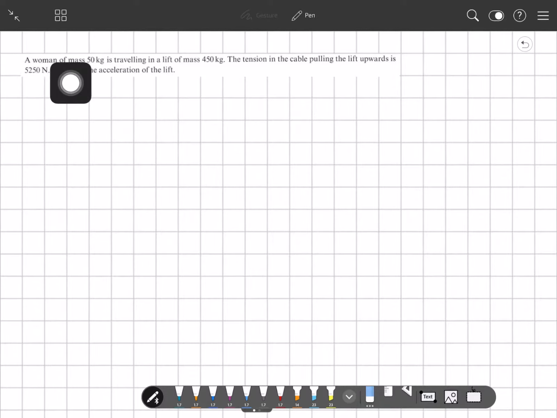Here we have a woman of mass 50 kg traveling in a lift of mass 450 kg. The tension in the cable pulling the lift upwards is 5250 Newton. Calculate the acceleration of the lift.